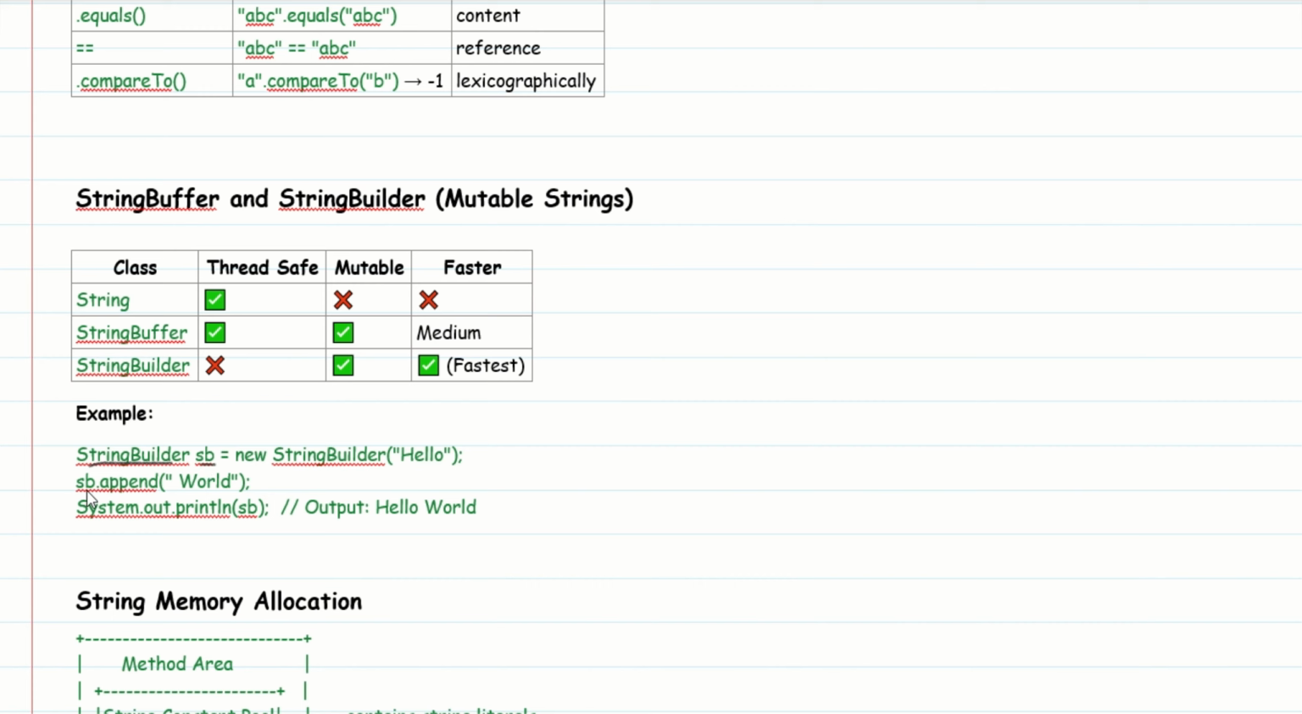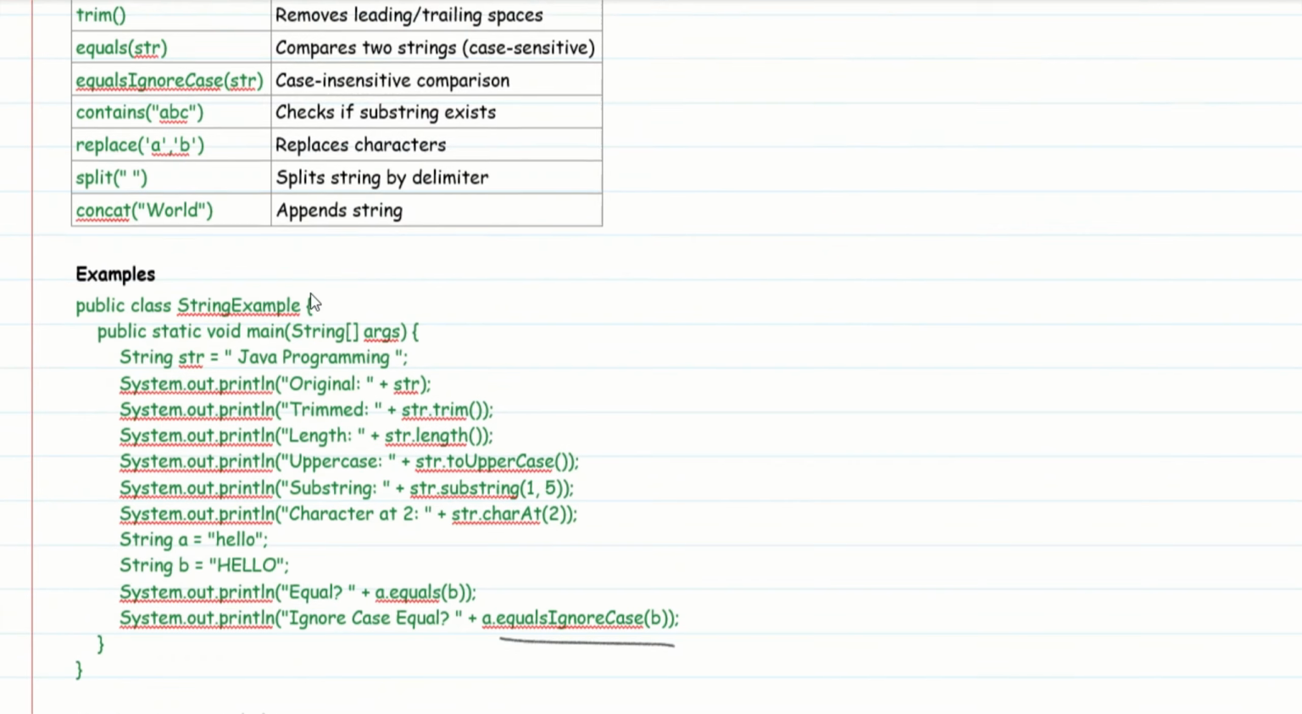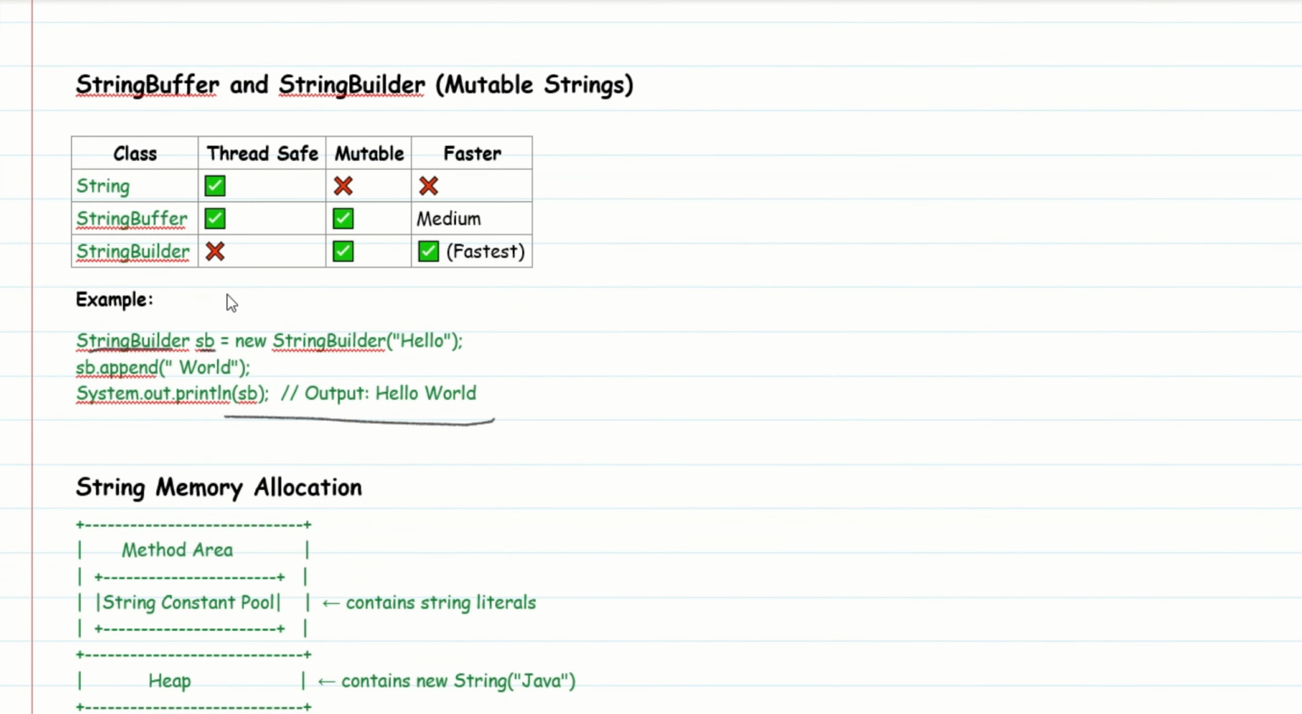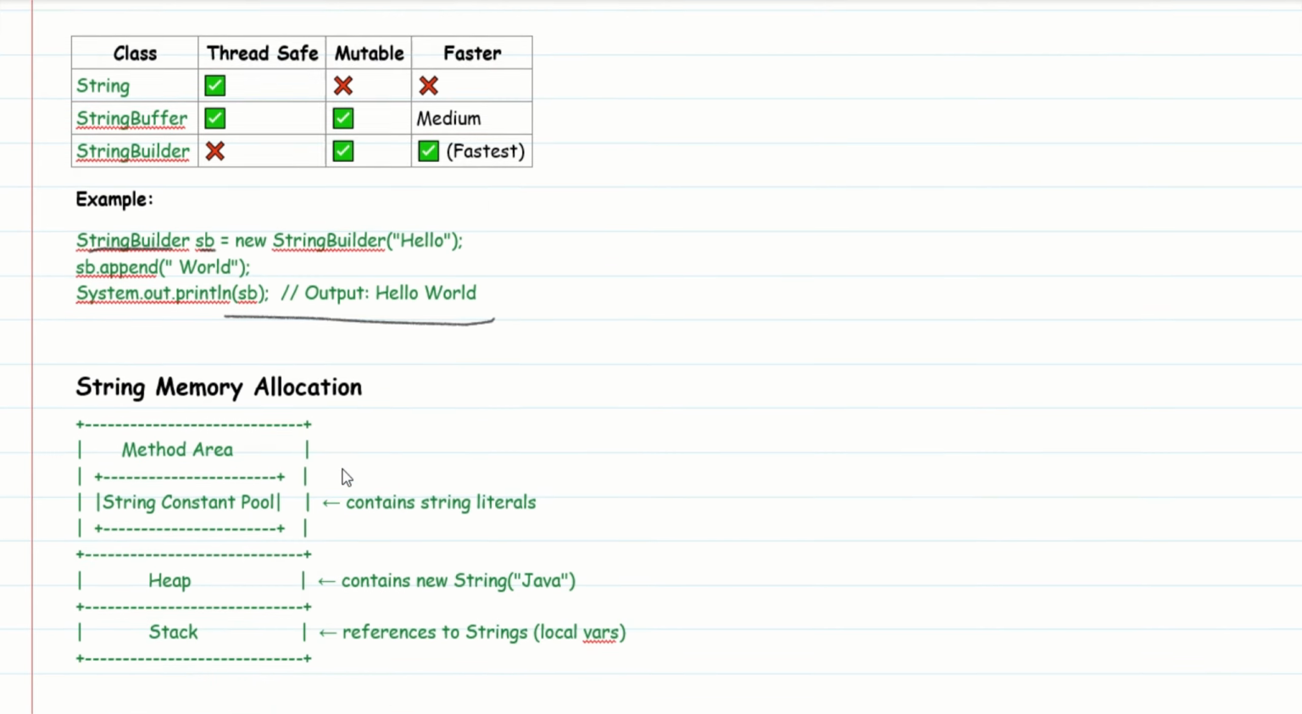When you use sb.append, the output will be "hello world" itself. In case of string, when you use a string literal, the output will be the same even though you concatenated a new value. But in case of StringBuffer or StringBuilder, when you use .append, it will have a new value and it will change the value of the string.